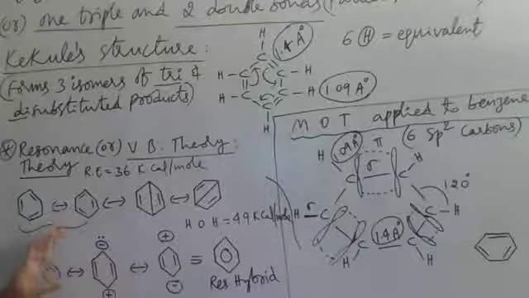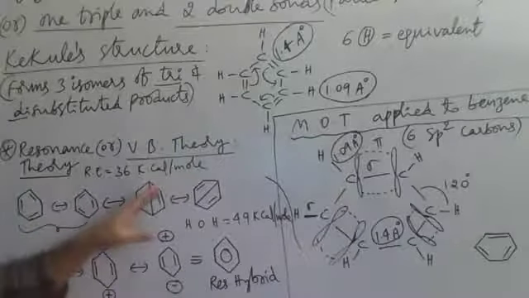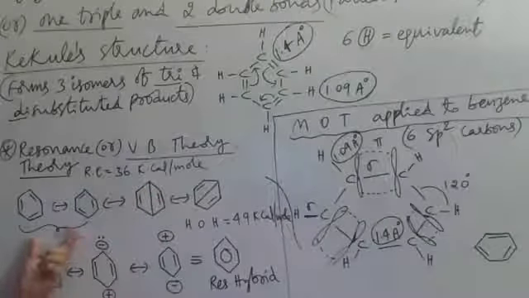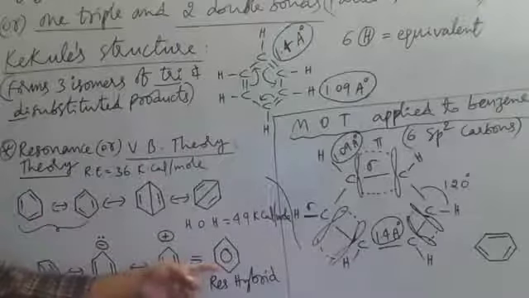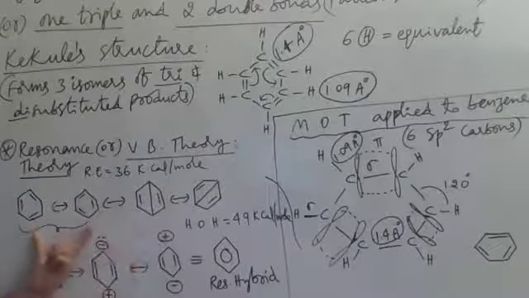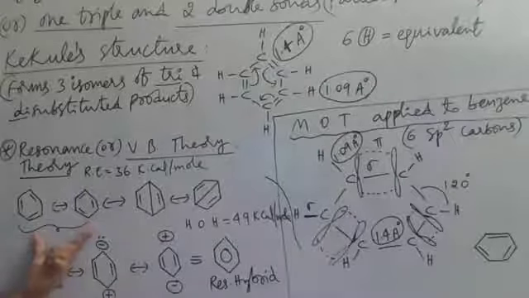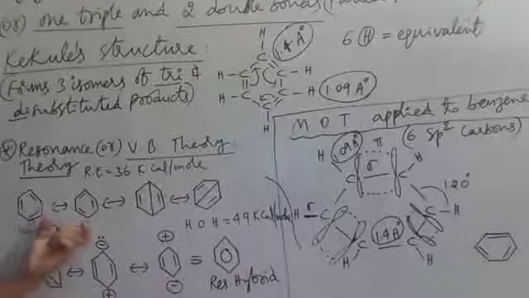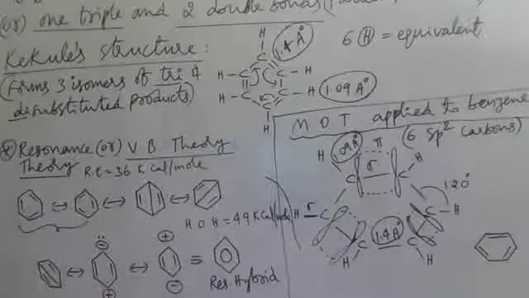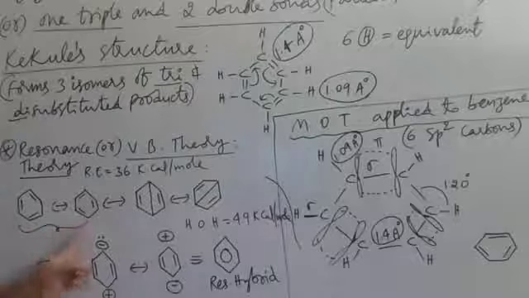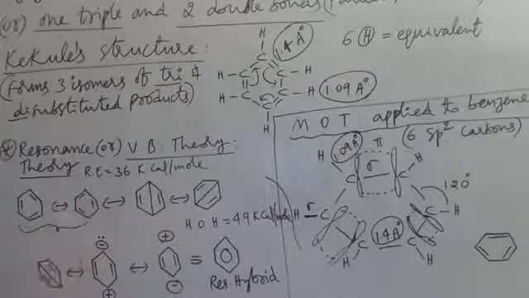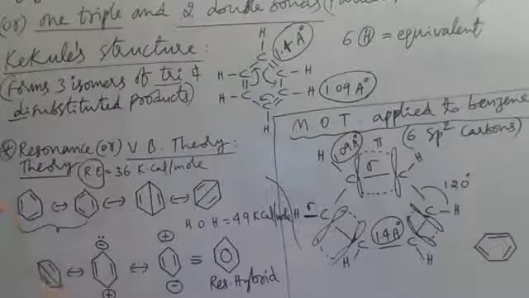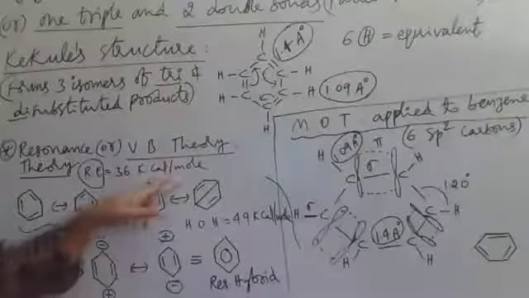Among all these resonating structures, otherwise canonical forms, these 2 Kekulé structures will contribute 80% to the structure of benzene. Which resonating structures will give more explanation? The Kekulé structures will make more contribution towards the structure of benzene. So these two are the major structures of benzene. And the resonance energy of benzene is 36 kilocalories per mole.